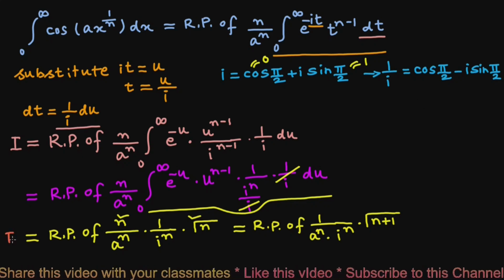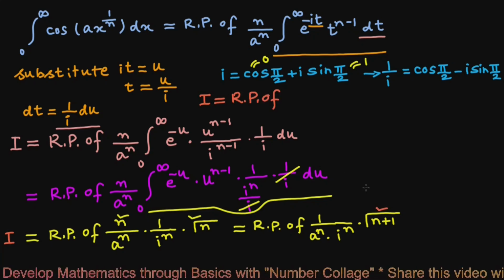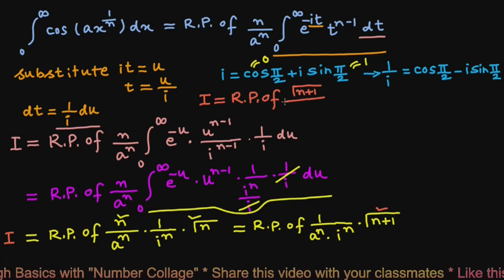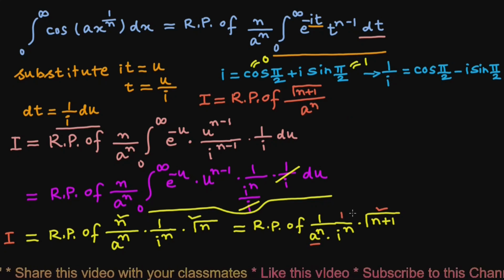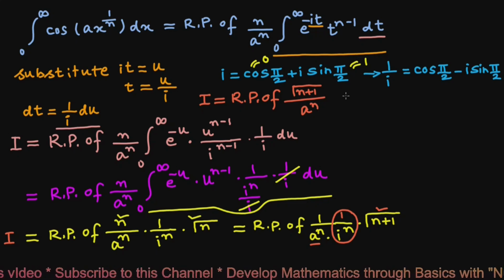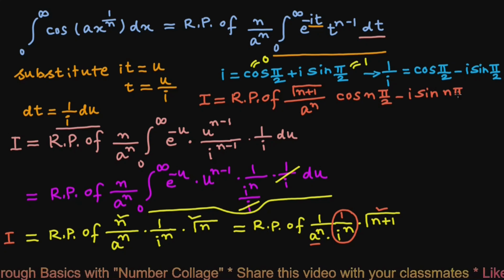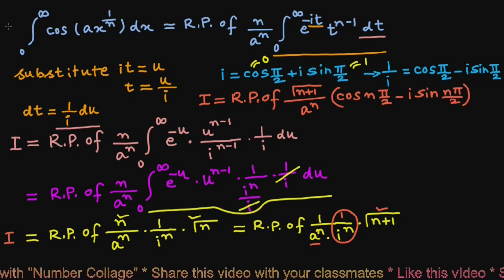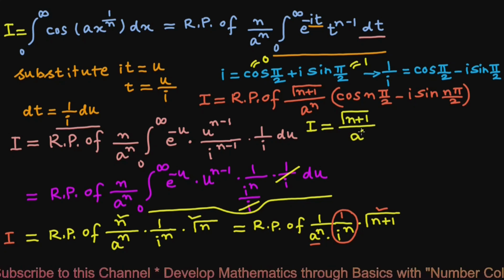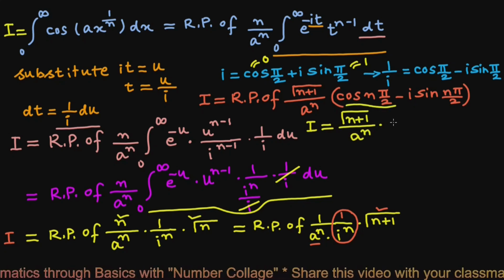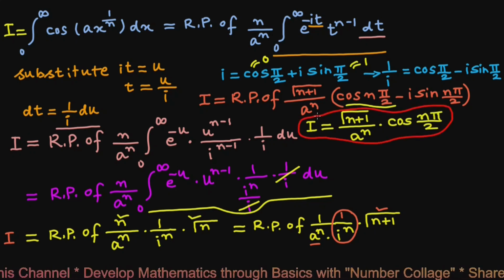Now this integral I further becomes I equals the real part of this gamma n plus 1 upon this a raised to n, and for this 1 upon i raised to n we will substitute cos n pi by 2 minus i sin n pi by 2. So the value of integral I will be gamma n plus 1 upon a raised to n into this cos n pi by 2. So this will be the value of the given integral.